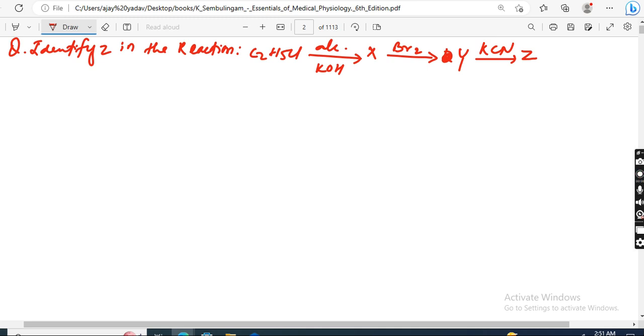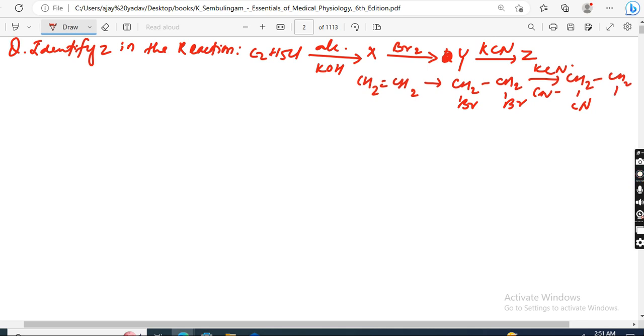Okay, this is dehydrohalogenation reaction. This will produce CH2=CH2, which when reacted with bromine will form CH2Br-CH2Br. And then with KCN, CN minus will be produced, replacing this Br, and this will form this one. So we have done dozens of such questions. So next question.